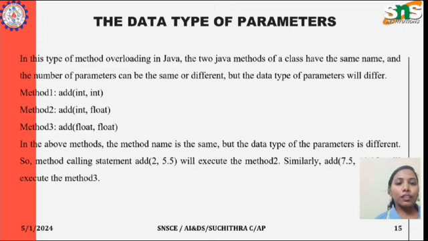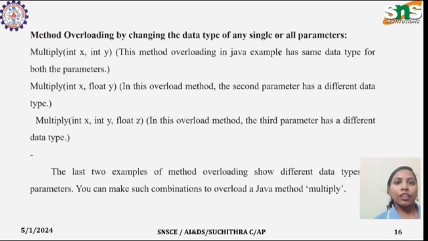In the above methods the method name is the same but the data type of the parameters is different. So in the method calling statement add, they have given a float with a decimal point value. So add(2, 5.5) will execute method 2. Similarly add(7.5, 5.5) will execute method 3. This is method overloading by changing the data type of a single or all parameters.